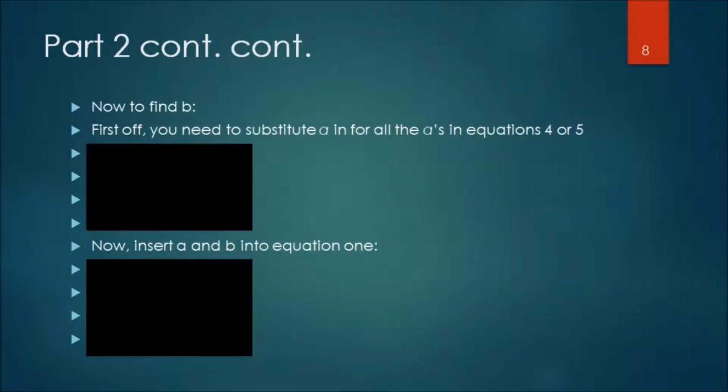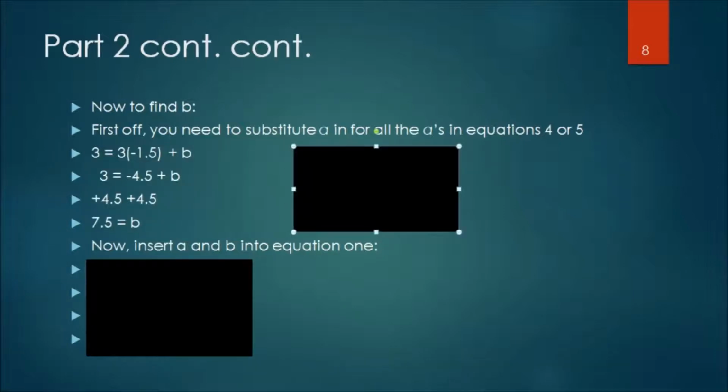Now we find b. First off, you need to substitute a in for all the a's in equation 4 or 5. We chose 4 for this equation, and plugging it in will create 3 equals negative 4.5 plus b. Then you add 4.5 to both sides to get 7.5 equals b.